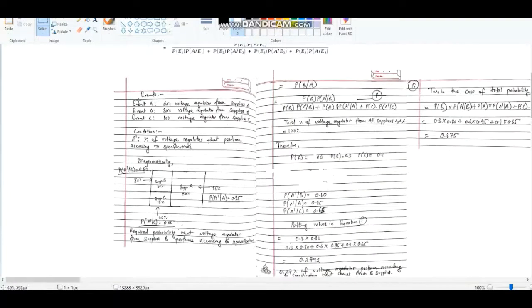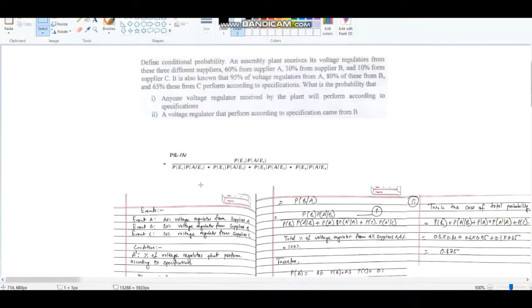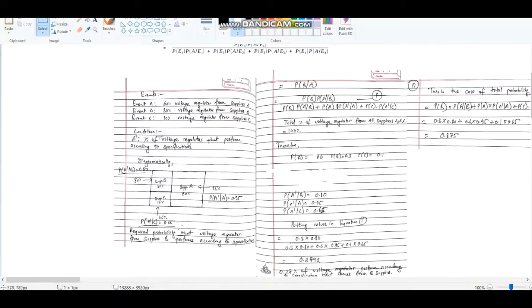So I have listed down the events and their probability. Event A 60, event B 30, event C 10, since these are the independent events. And the condition, I have denoted the condition by A and the dash. So this will be the percentage of voltage regulators that perform according to specifications. So this is the universal case that will apply to each of these events.